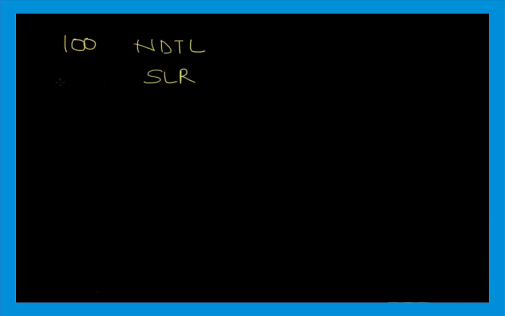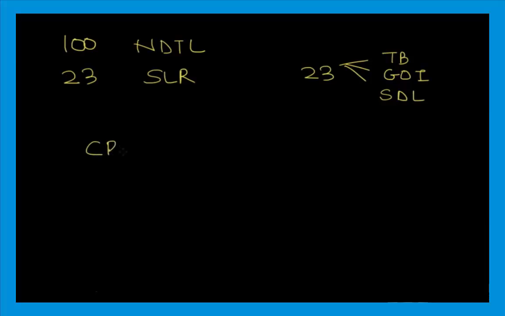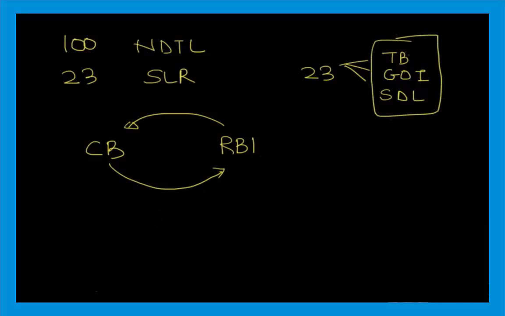SLR is 23%, which means 23 rupees of 100, which means the bank will have to keep 23 rupees. Let's say the bank has kept the entire 23 rupees in treasury bills, government of India bonds, and state development loans. Now when the commercial bank wants to borrow money from RBI, we've understood that the commercial bank will have to put some collateral. What collateral will they put? They'll have to put any of these securities as collateral.